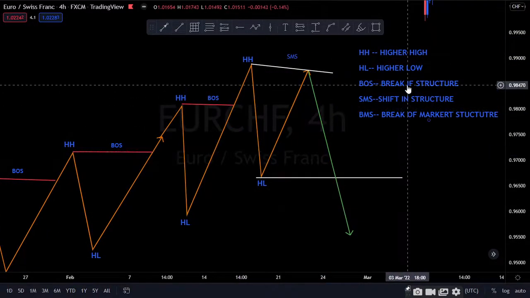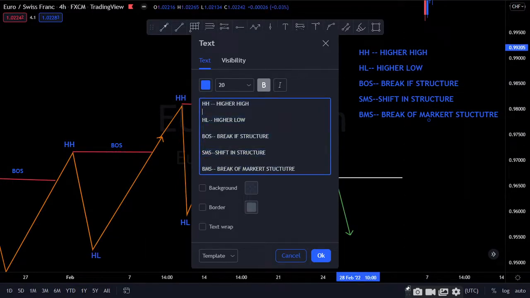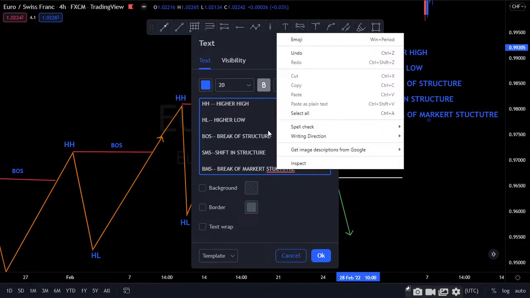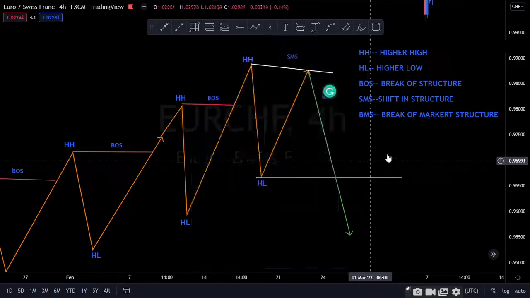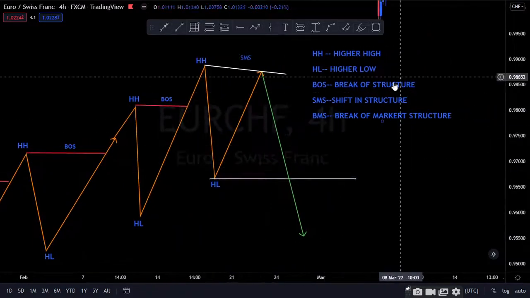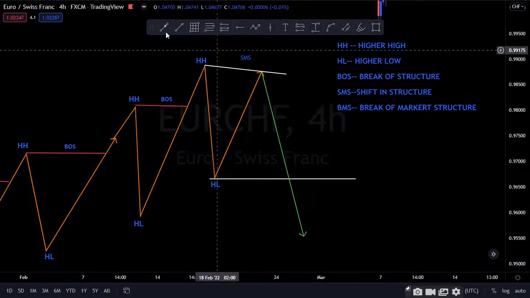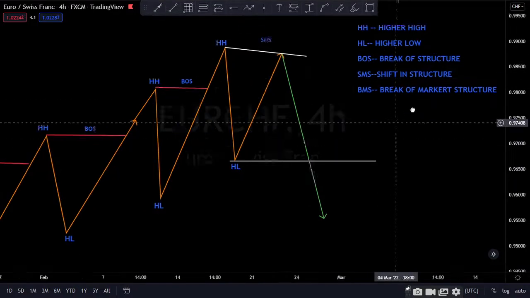Okay, so let me correct that for us to have the break of structure. Break of structure, and then this one, I think spellings good. Break of structure. Okay, so these things are very, very important. We are going to use them.